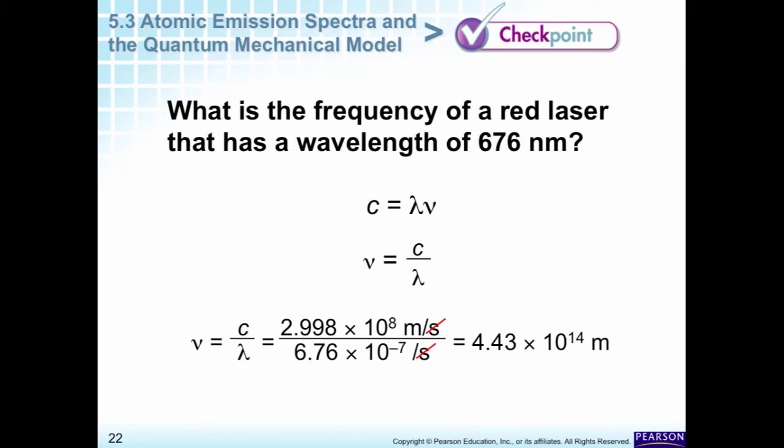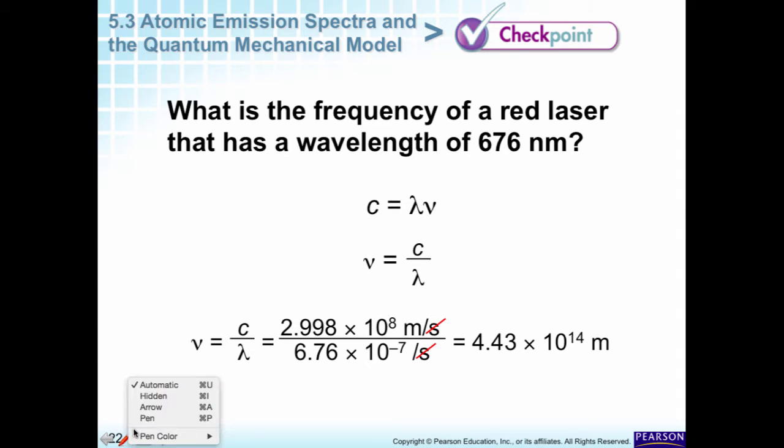So again, you use this equation again, c equals wavelength times frequency. We want to solve for frequency this time. So we divide speed of light by wavelength, and we basically take our 2.998 times 10 to the 8 meters per second and divide it by our wavelength of 6.76 times 10 to the minus 7. Now, where did that come from? Okay, so let's look at that.